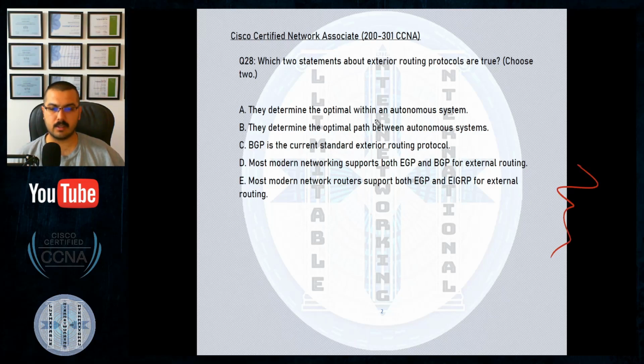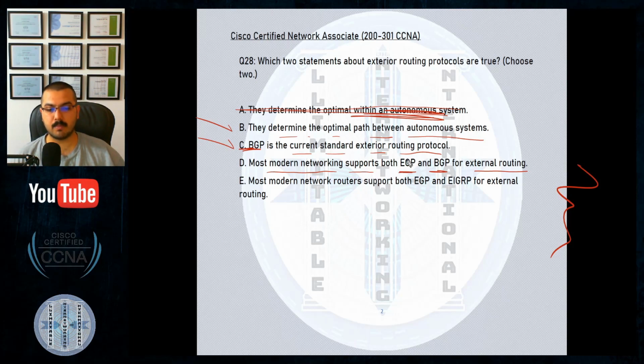The exterior is about different autonomous systems, connecting and routing between different autonomous systems. The interior is about within the autonomous system. So they might be determining the optimal path between autonomous systems. That is correct. BGP is the current standard exterior routing protocol. This is the one and only, the only man standing. Next option: most modern networking supports both EGP and BGP for external routing.